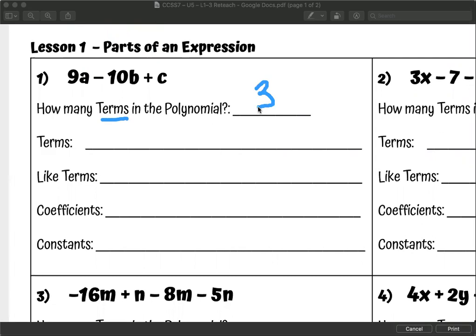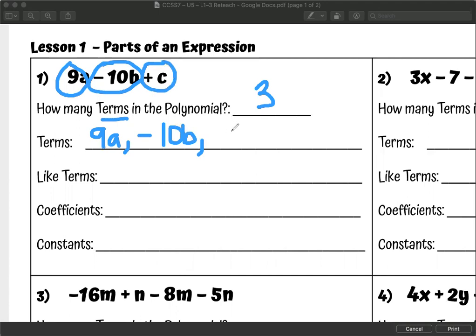Then actually listing those out, we have to include those positive and negative values. So this 9a is positive. We have the 10b has the subtraction in front of that, so that's negative 10b. And positive c, so I'm just writing that as c.